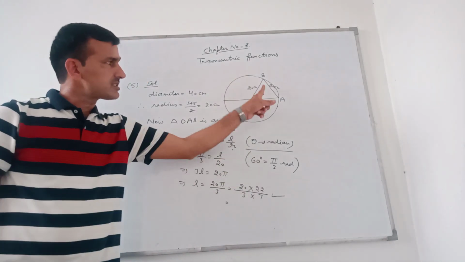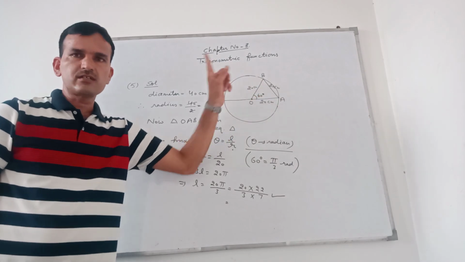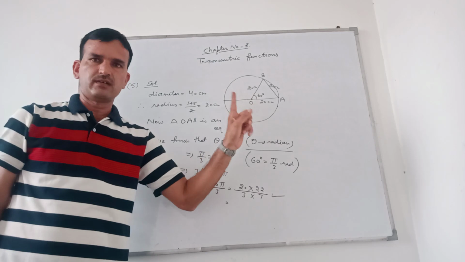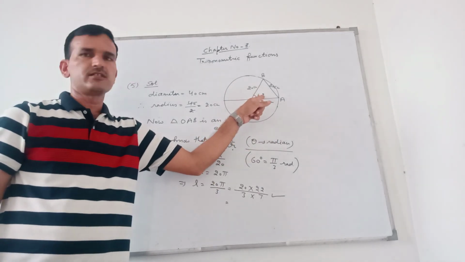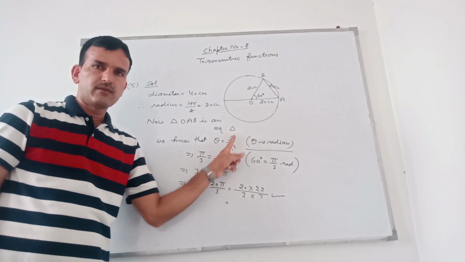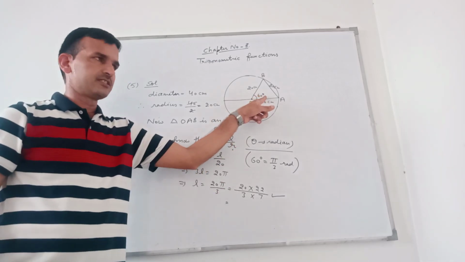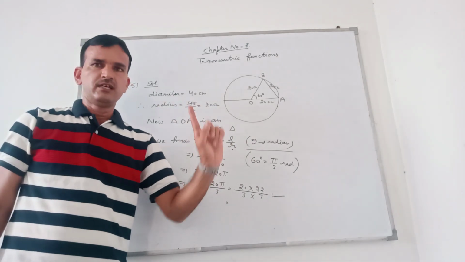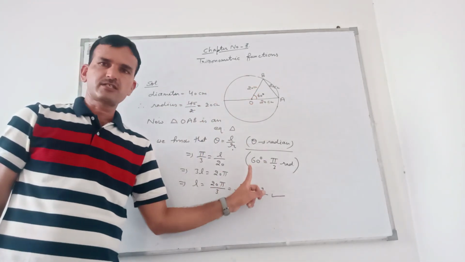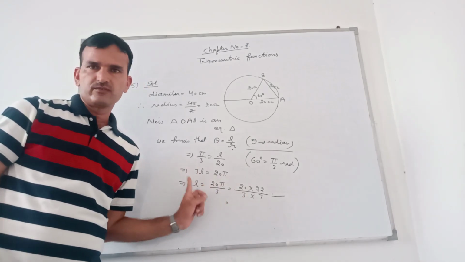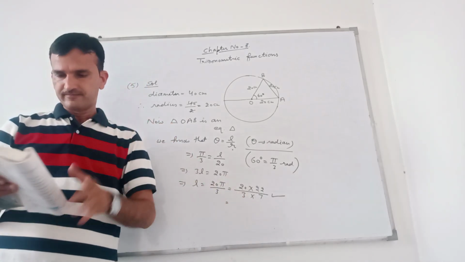Clear? This is the equilateral triangle. In an equilateral triangle, all sides are equal and all angles are also equal. Therefore, this angle is 60 degree. And we know this formula, theta is equal to L by R. Theta is the angle here, but theta is in radian. So first convert degree into radian. 60 degree equal to pi by 3 radian. So you get the value of the length of the arc.